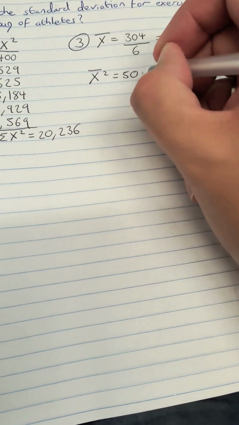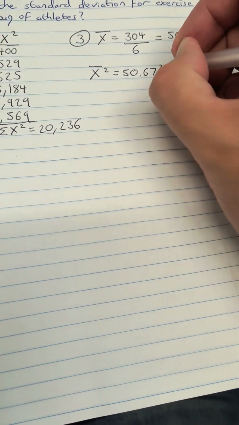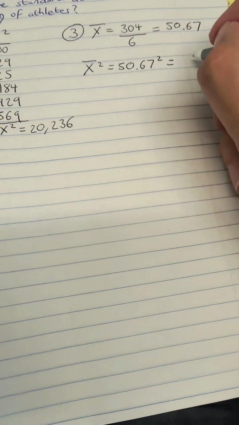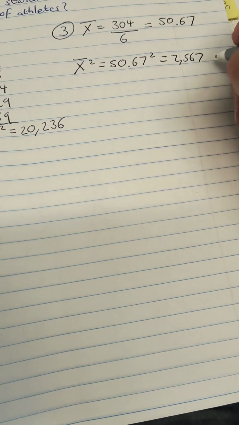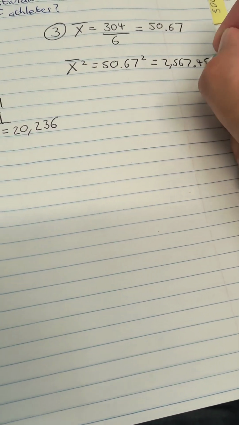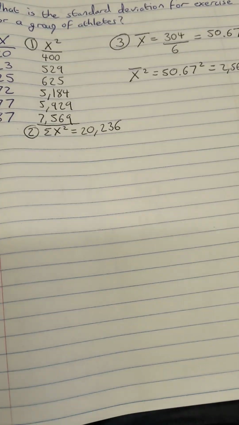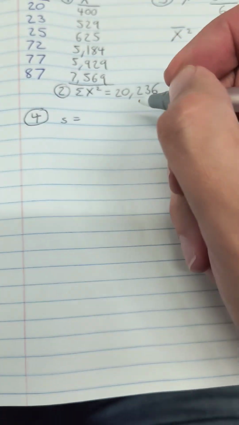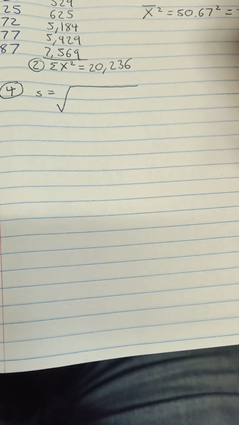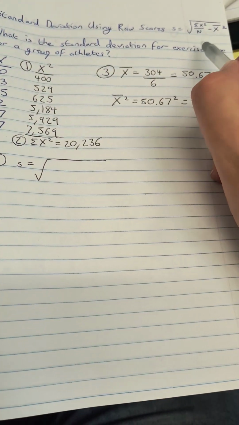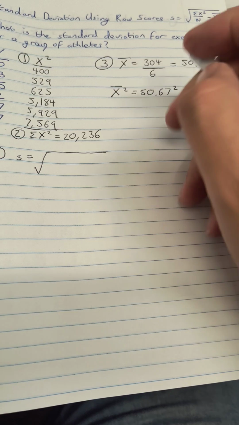Okay, so now we're going to take the mean and we're going to square it. So 50.67 squared equals 2,567.45. And now we can plug this in to our standard deviation for raw scores formula. So S equals the square root of sum of x squared over n minus the mean squared.